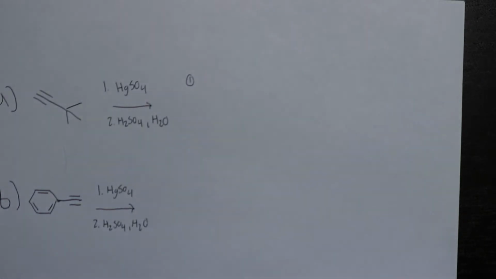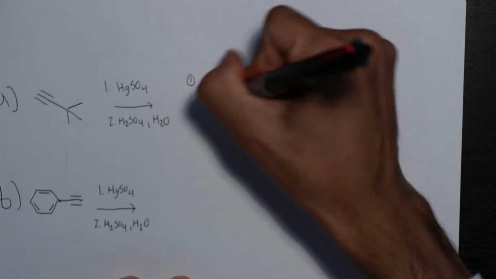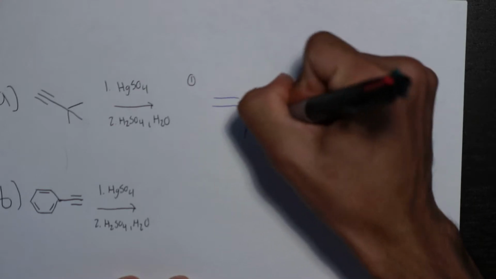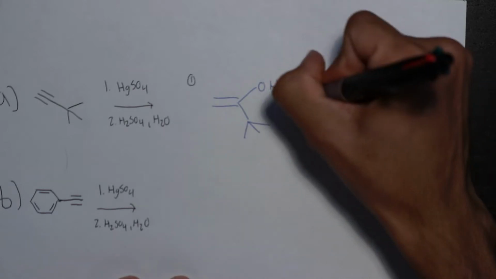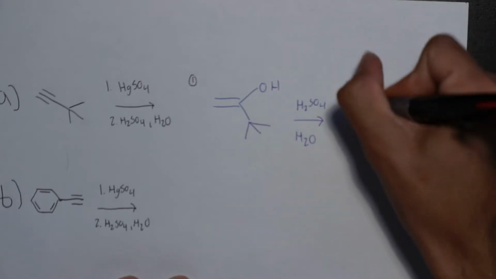Let's go over some examples. With these examples, take a second and try to solve these on your own. Pause the video if needed. Now that you've worked through it, or if you're having issues, let's work through this together. First, because of the mercury, we're going to form an enol, which then is going to react with our H2SO4 and our water to form a ketone.